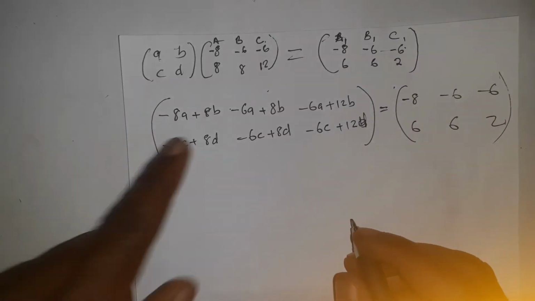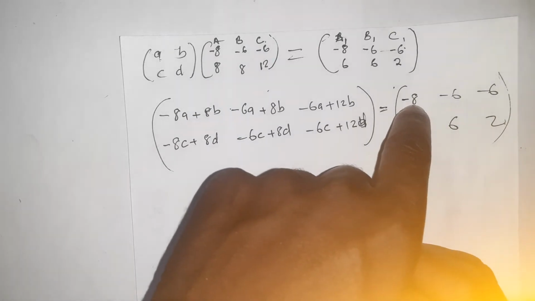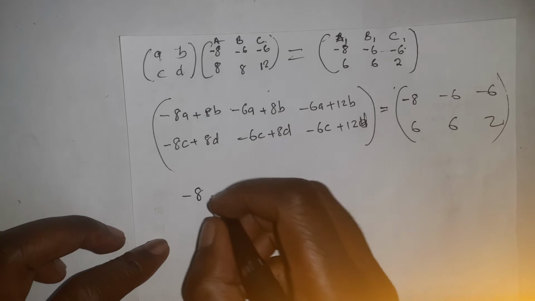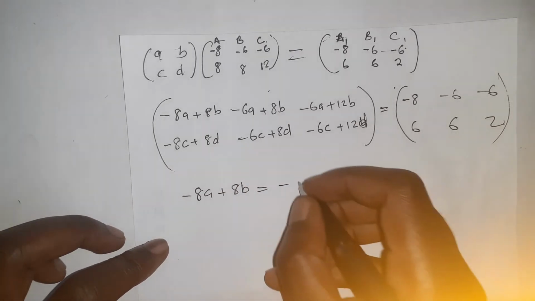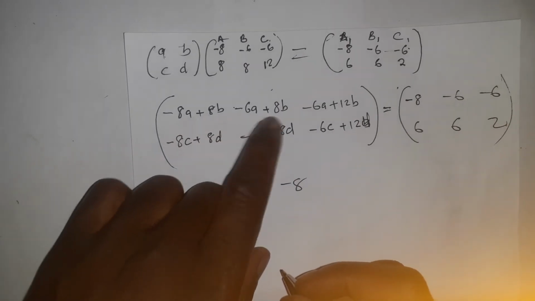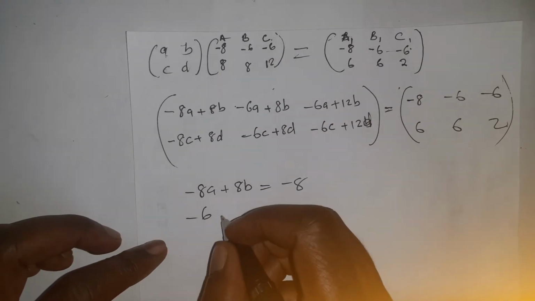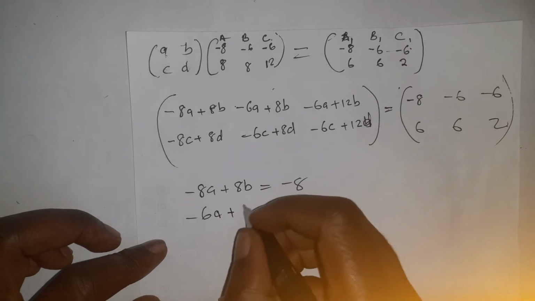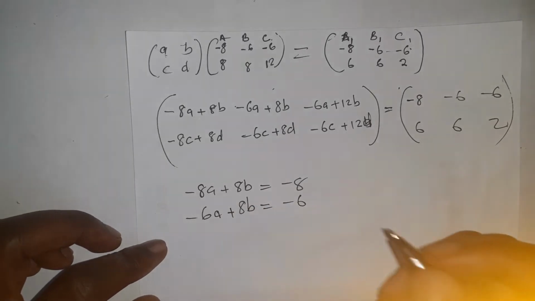Okay, so we know that the first one is giving us negative 8. So we can say negative 8A plus 8B is equals to negative 8. Then the second one here, it's giving us negative 6. So we can say negative 6A plus 8B is equals to negative 6.